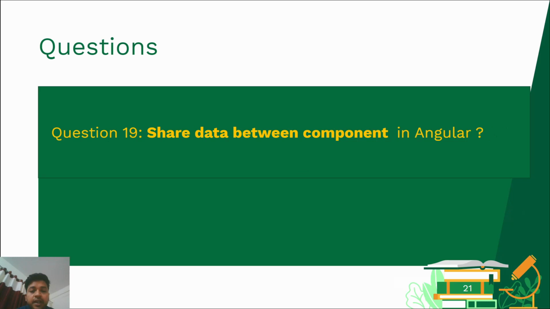Question number 19 is share data between components. You should know how you can share data between components, because if you are working with dynamic components and dynamic content, you need to know how to share data between components. Like components in a parent-child relationship, from parent to child, from child to parent, the same thing.